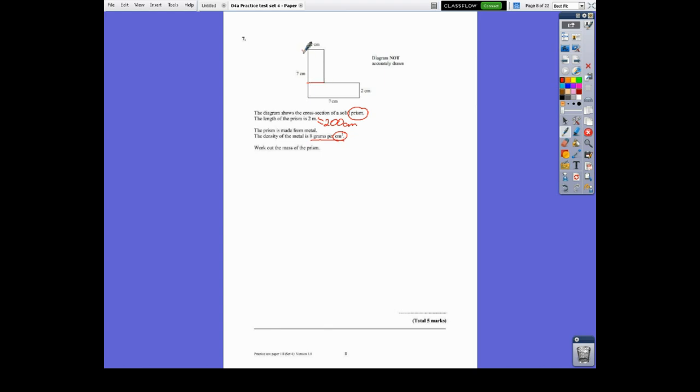Now, if this side length here is 7, and this is 2, that means that this must be 5. The area of this bit is 2 times 5, 10, and this bit would be 2 times 7, which is 14. So the area of the front, altogether, is 24 centimeters squared. The depth of this prism is 200 centimeters, so we need to multiply that by 200 centimeters to get the total volume of this prism, which will be 4,800 centimeters cubed.